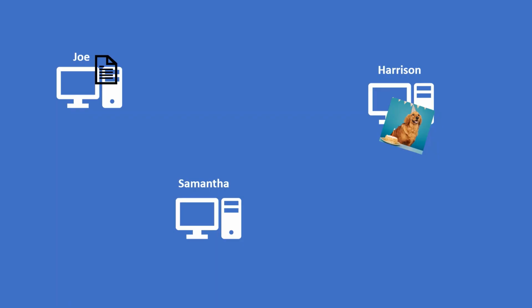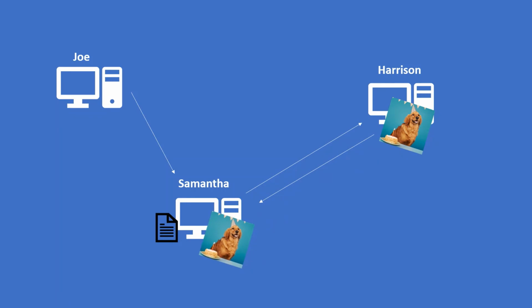So, if Joe wants to send a message to Samantha, the message does not first get sent through a mail server, but rather gets sent directly to Samantha's client. And if Samantha wants to see the website about Cooper, it could be that Harrison is hosting it, so Samantha can directly get the files from Harrison.